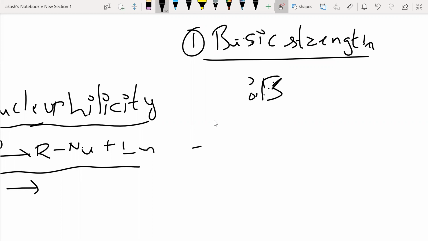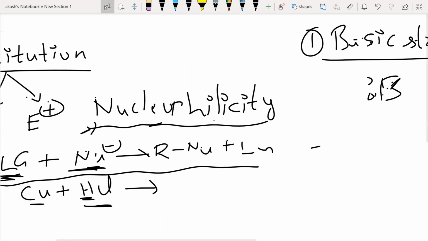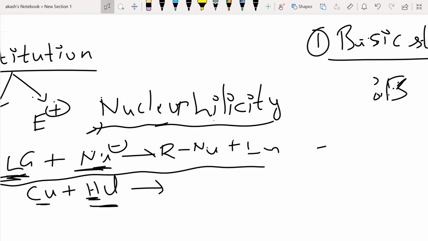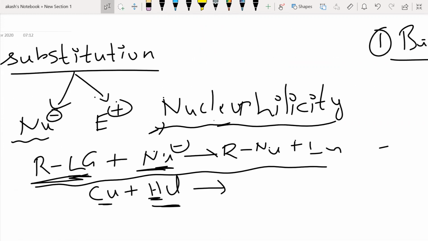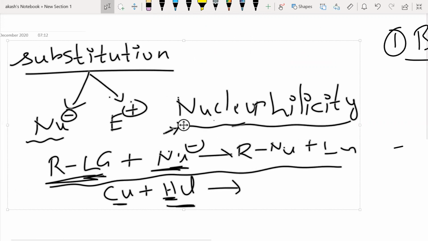Now, obviously, you can see that the nucleophile is carrying a negative charge, and it is going to attack the R or the substrate, or whatever you want to call it.